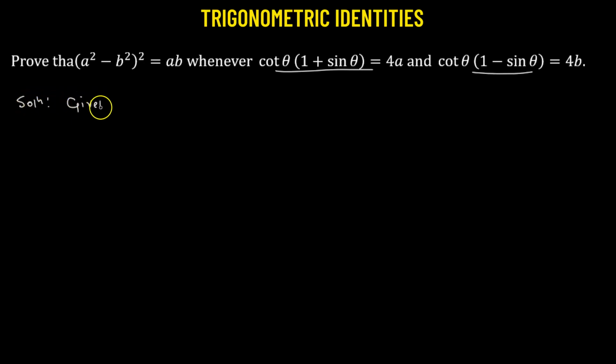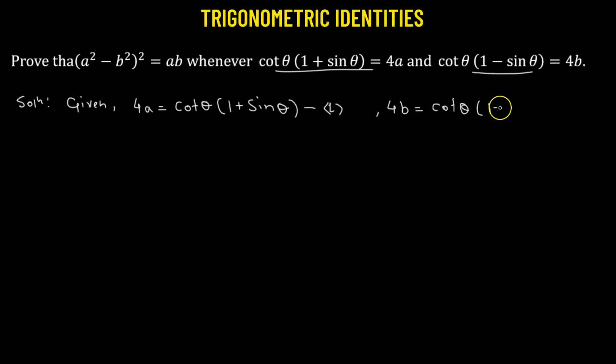Here we are given 4a equals cotangent of theta multiplied by (1 plus sine theta). Let's label this as equation number 1. Then we have 4b, which is given by cotangent of theta multiplied by (1 minus sine theta). And we're going to label this as equation number 2.